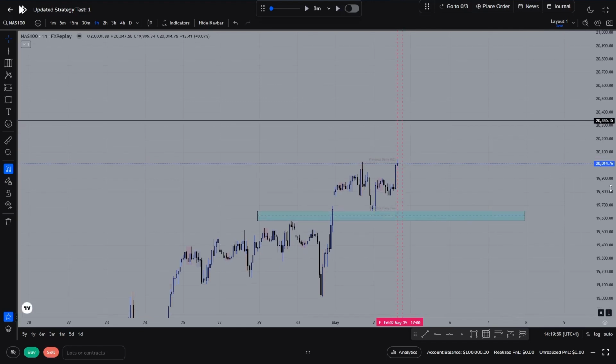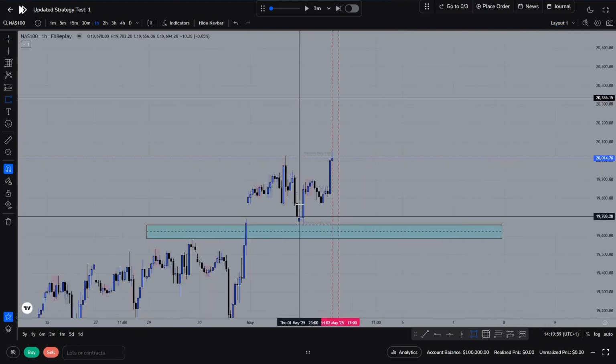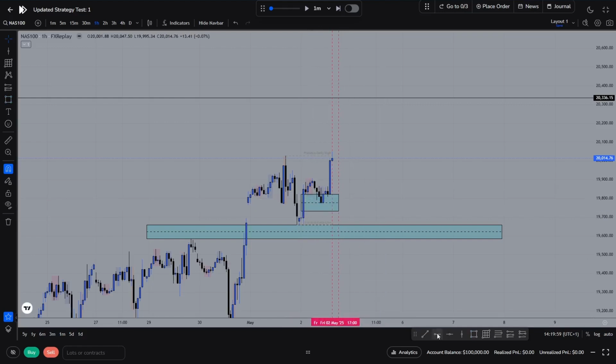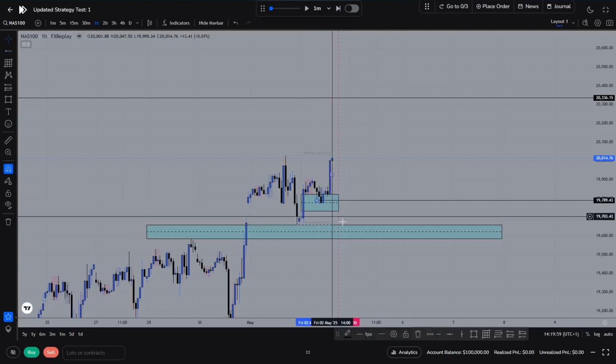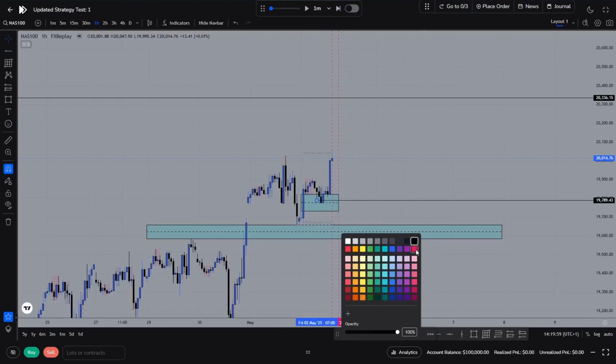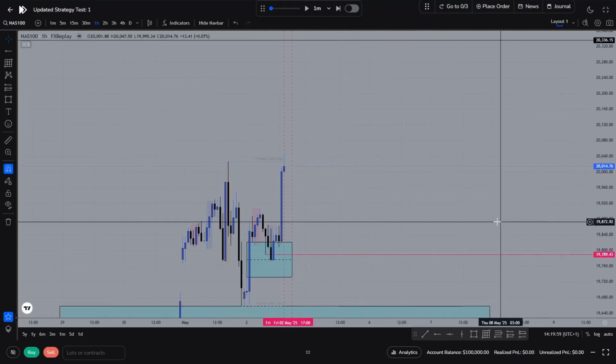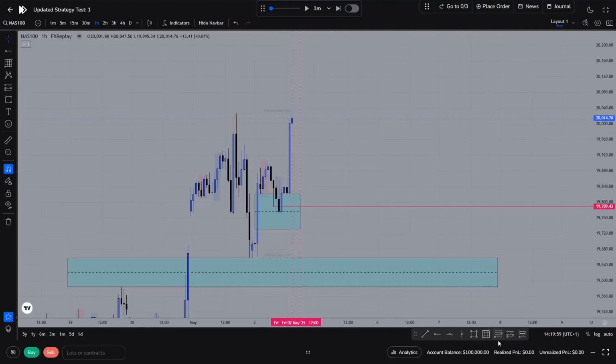Alright, 1 hour. Price respecting this FVG, sweep and liquidity at the same time. This swept all that liquidity over here, leaving behind what? An order block. Start of the move right here. Order block.